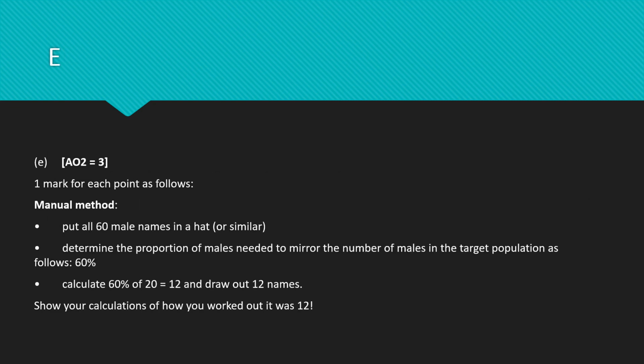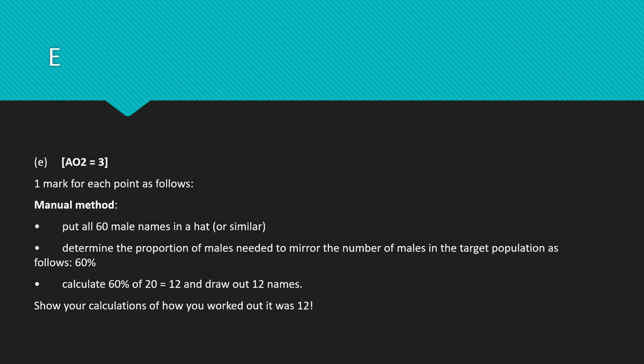Question E then. So E is explain how the psychologist would have obtained the male participants for her stratified sample. Show your calculations. So essentially this scenario has told you that there are 60 males altogether in the target population. So out of 100, that's 60%.